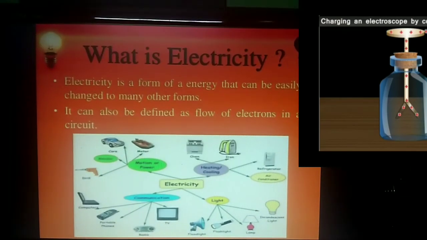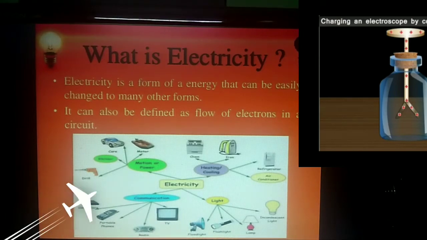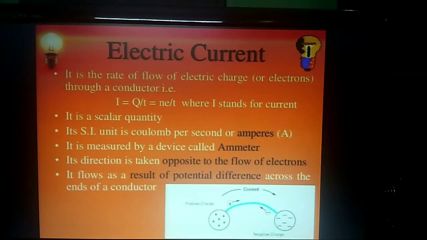Is electricity what we are going to learn in this? Electricity is a form of energy that can be easily changed to many other forms like heat energy, mechanical energy, light energy, sound energy, and electric current. Electric current is the rate of flow of charges in unit time.